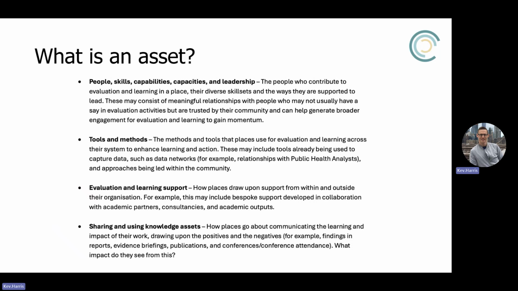And this idea of learning to action and dissemination and making actual good use of findings, what are some of the knowledge assets that exist out there in terms of what are the strengths and the good ways and the stories that places have in relation to how they go about communicating the learning and impact of their work, and how does that start to influence other parts of the system or the people or the stakeholders, the partners that they're working with, essentially. So those is what we refer to as an asset. And naturally, we understand that there will be needs that will be driven through this process as well.